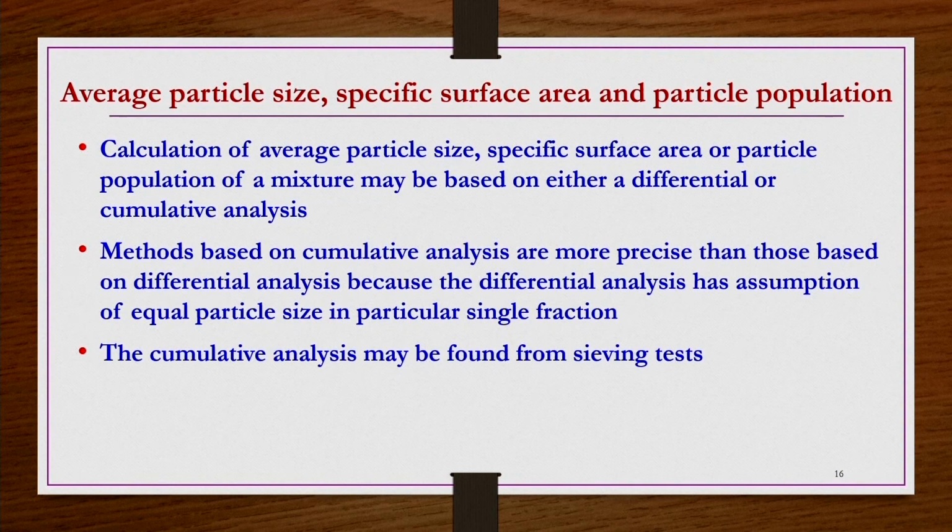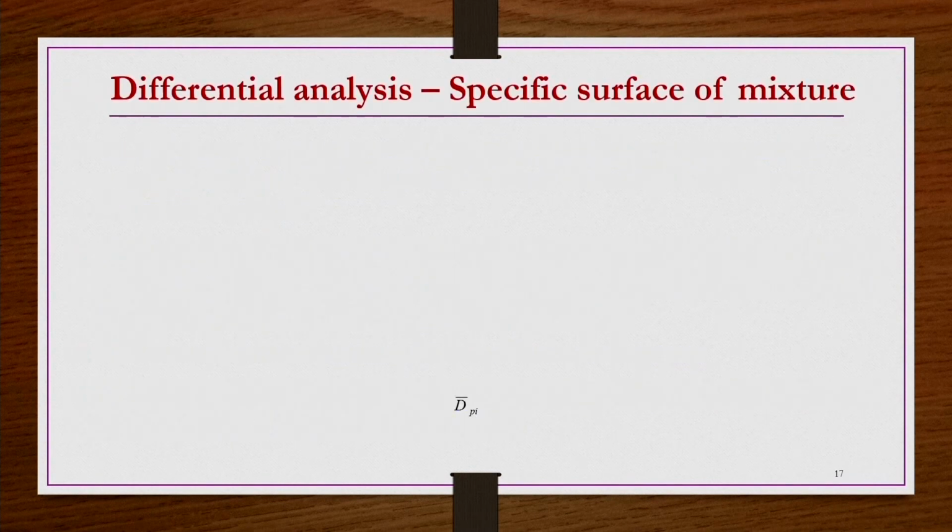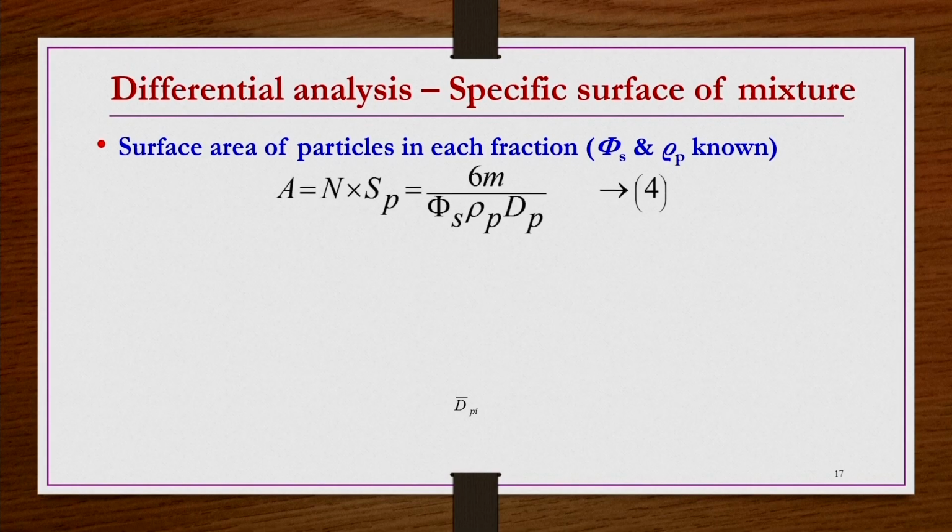The cumulative analysis may be found from the sieving test as well, and the results can be plotted on straight lines. By differential analysis, we do specific surface of non-uniform mixture calculations. How to do that? Surface area of particles in each fraction, let us say phi s and rho p are known. Then the surface area of particles in that given fraction would be the number of particles multiplied by Sp, the surface area of each particle. That comes out to be 6m by phi s rho p dp.